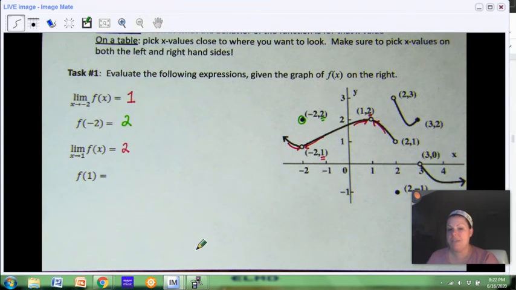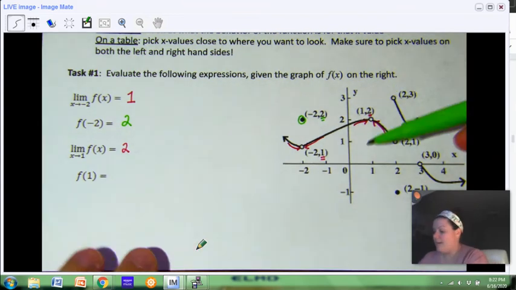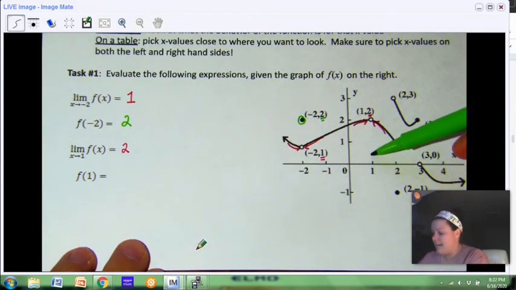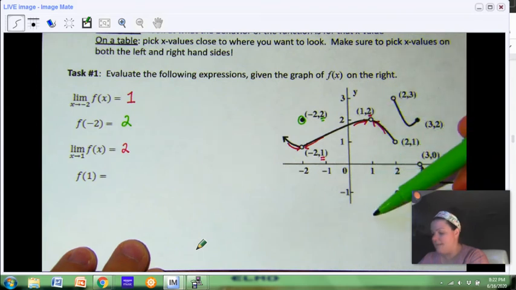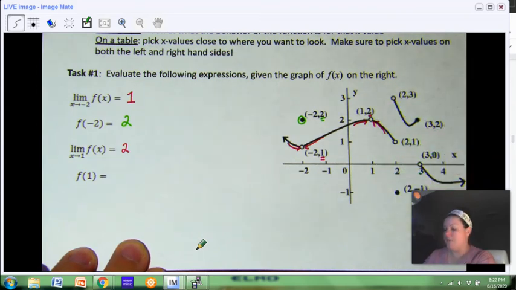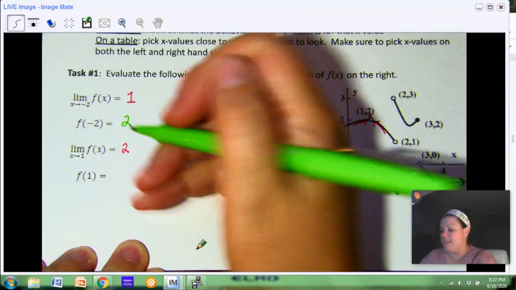Now, if I wanted to find f of 1, I'd go to x equals 1, and I'm going to scan up and look for points, and I don't see any. I'm going to scan below. I still don't see any points. So for this particular graph, for what we can see, this is undefined.